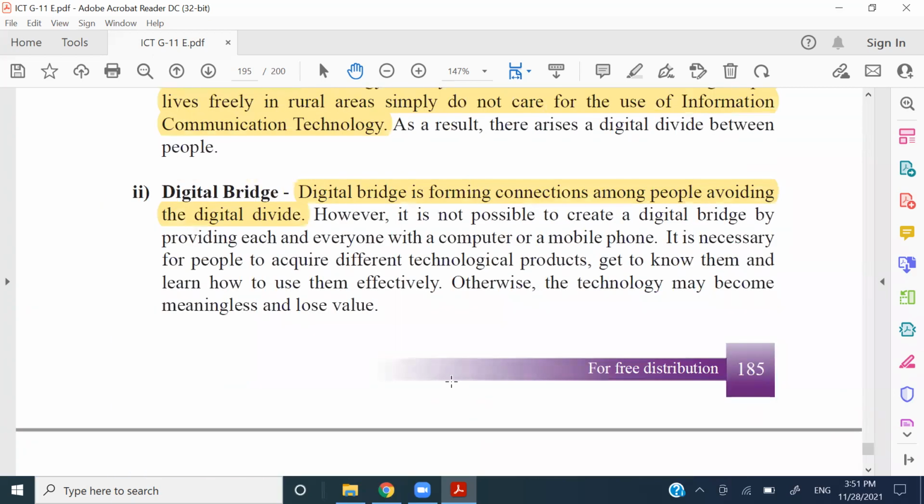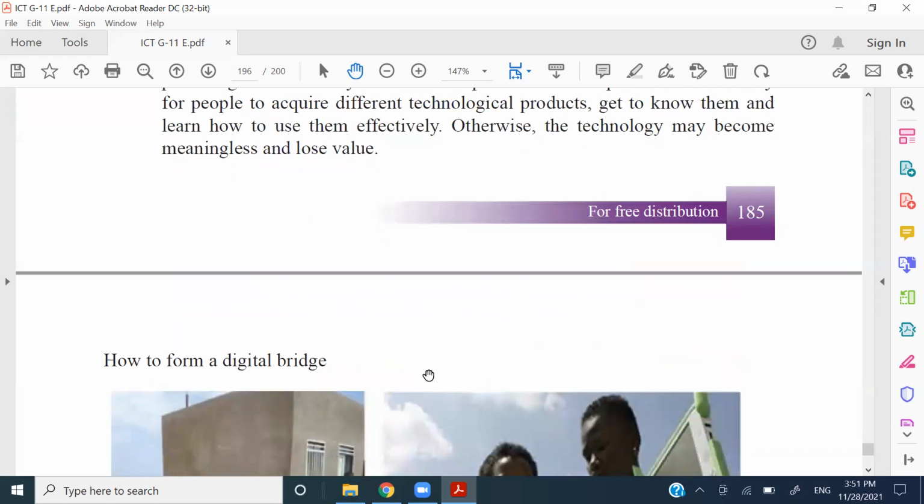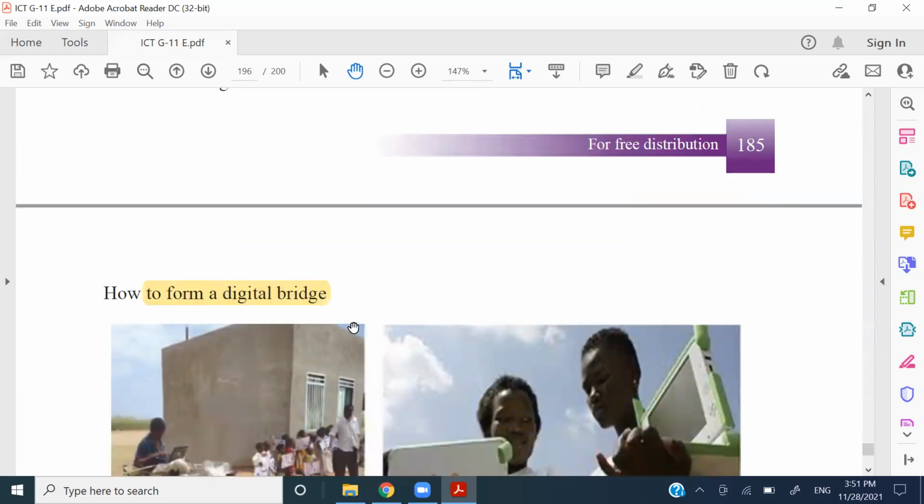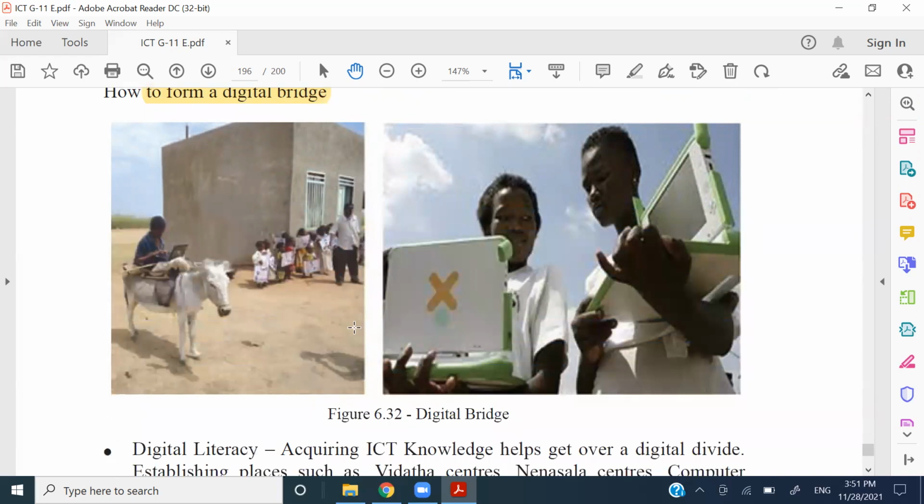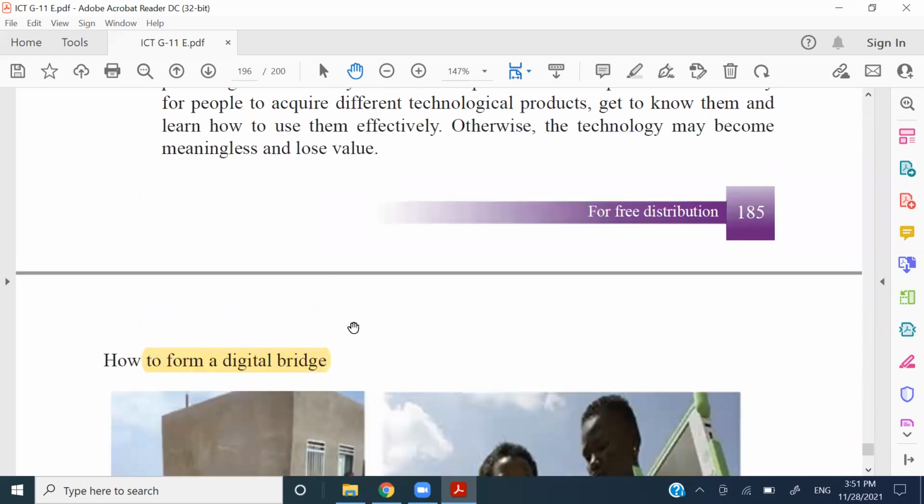As the next line, you can say: to form a digital bridge, we can perform the followings.